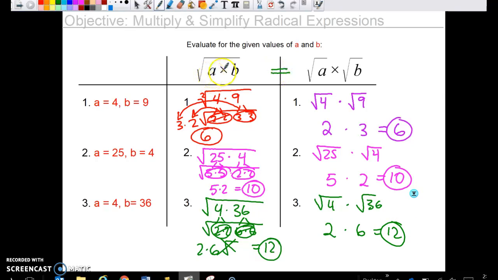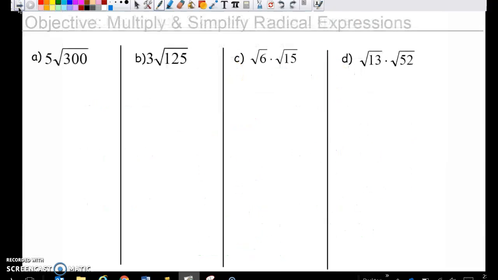The square root of A times B is the same thing as the square root of A times the square root of B. So as long as the indices are the same, I can separate these out. So, for example, if I have 5 times the square root of 300, 300 is actually 30 times 10. That works out kind of nice. If I wanted to, I could write this as 5 times the square root of 30 times the square root of 10, because I just proved on the last slide that if I multiply inside the radical, it's the same thing as multiplying with the radical in two different spaces.